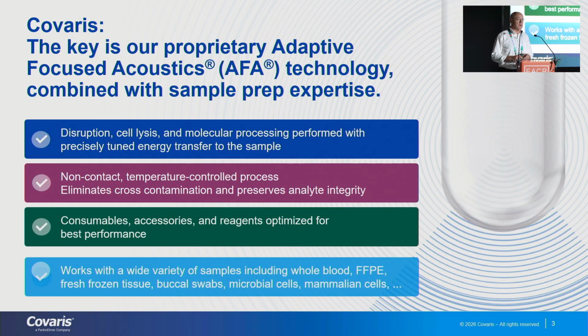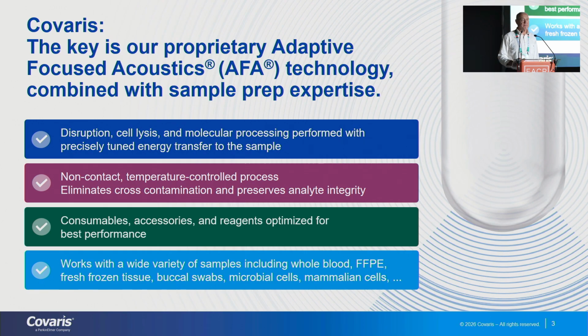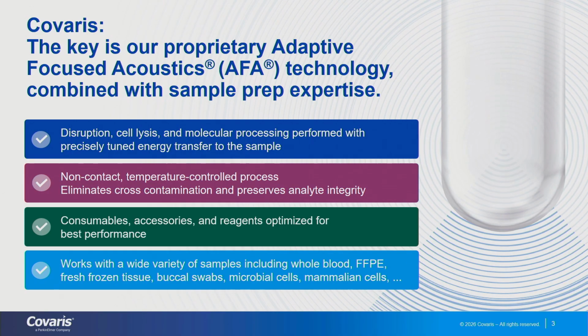So Covaris, probably most of you know Covaris as the DNA shearing company, but the technology we base our solutions on is called Adaptive Focused Acoustics, and that can be used for much more than just the shearing of DNA. It can be used for disruption, cell lysis, molecular processing, and the trick is that we transfer very accurately the energy to the sample. And it's a non-contact isothermal process which eliminates any cross-contamination and it preserves the analyte integrity as well. And for this we have the consumables, accessories and reagents that are optimized for the application of interest. And we can say that you can work with more or less any kind of sample types and with any kind of biological molecule.